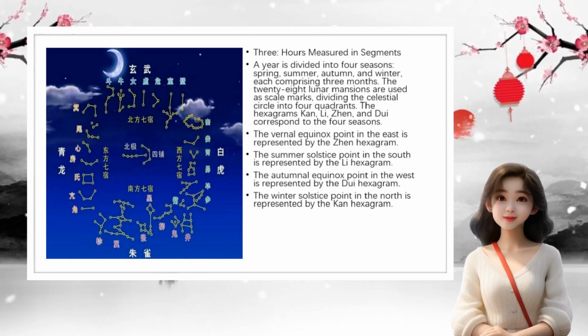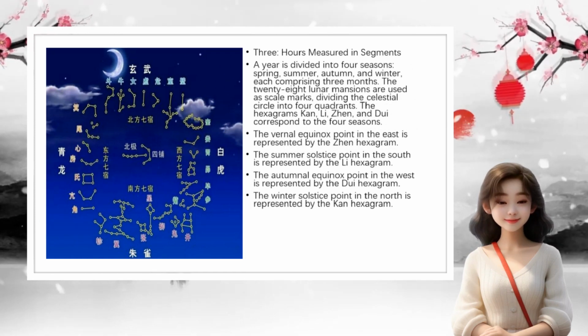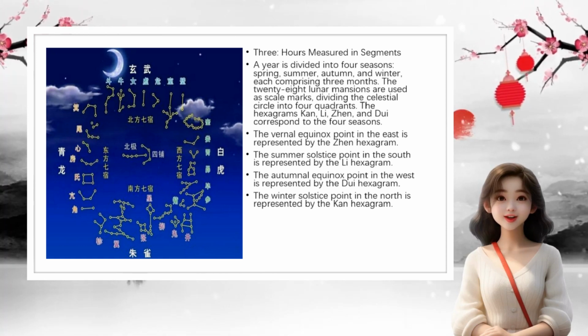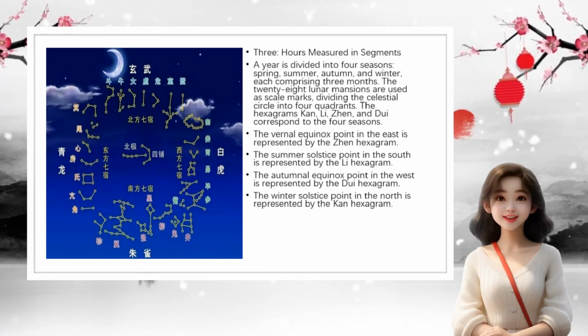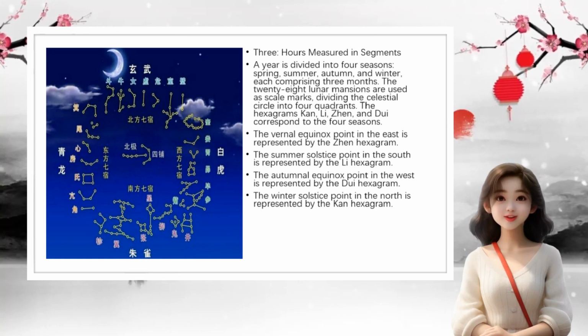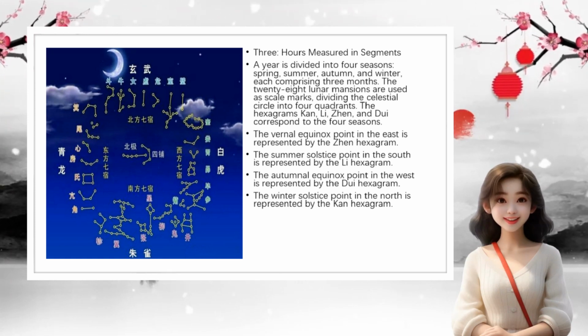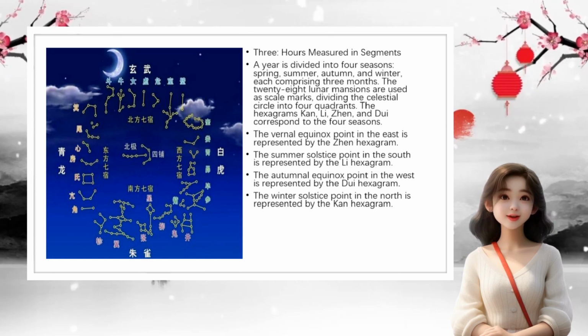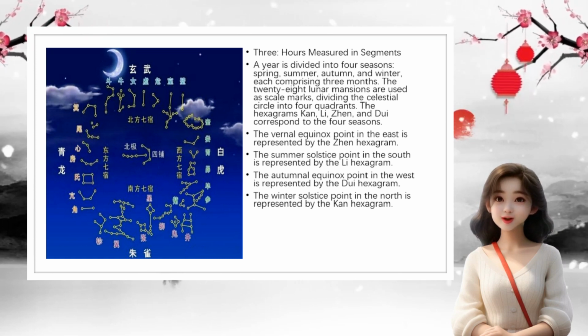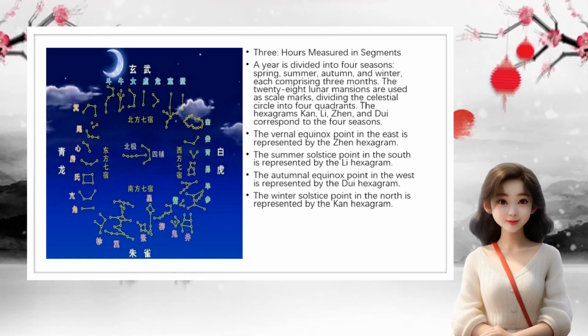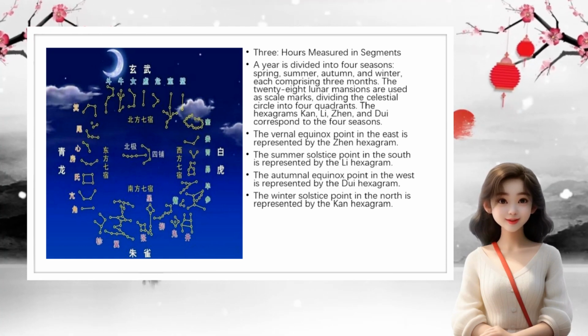3. Hours measured in segments. A year is divided into 4 seasons: spring, summer, autumn, and winter, each comprising 3 months. The 28 lunar mansions are used as scale marks, dividing the celestial circle into 4 quadrants. The hexagrams Kan, Li, Zhen, and Dui correspond to the 4 seasons.